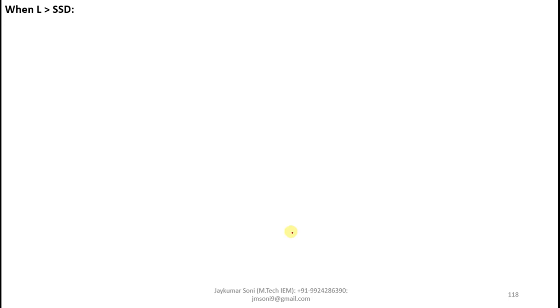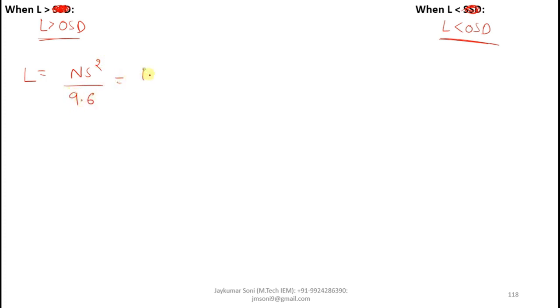What we will do, we will consider both the cases where L is less than OSD or L is more than OSD. Consider this as L more than OSD and another as L less than OSD. Mistakenly it has been written as SSD, it is OSD, because in our statement OSD is given. If we consider L is more than OSD, then the equation for that calculation is NS square by 9.6. Here the value of N is 11 by 600, S means 450 square and here it will be 9.6.